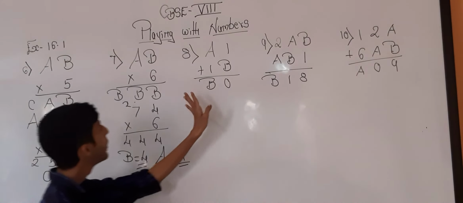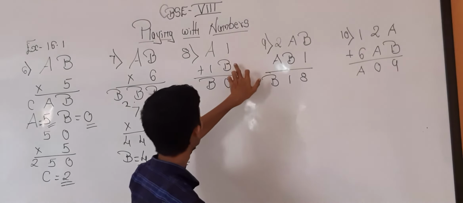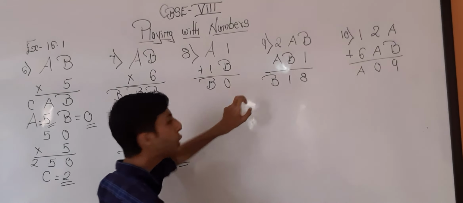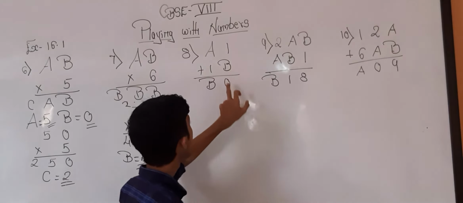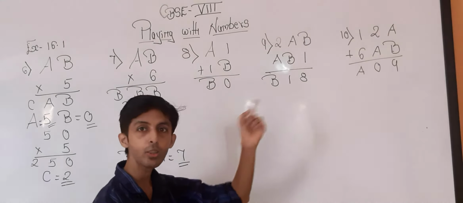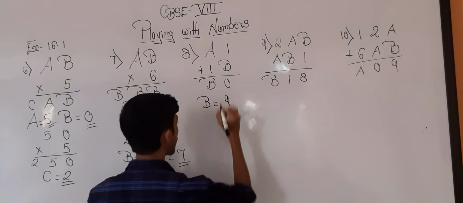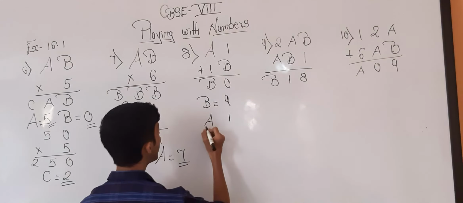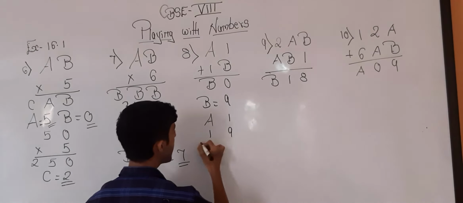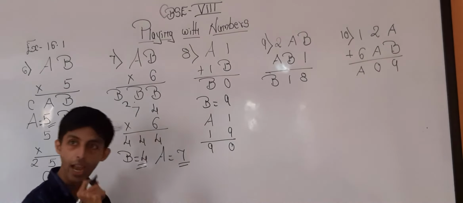Okay. Now moving on to question number 8. 1 B 0. 0 means what? 10. 0 means 10 over here. So 10 minus 1? 10 minus 1? 9. So my value of B will be equal to 9. Now see over here how it will be. A 1 9, and the total will also be equal to 9, because B's value is equal to 9 over here.